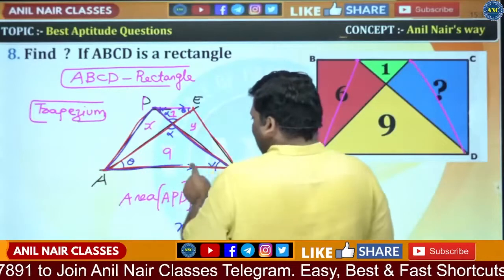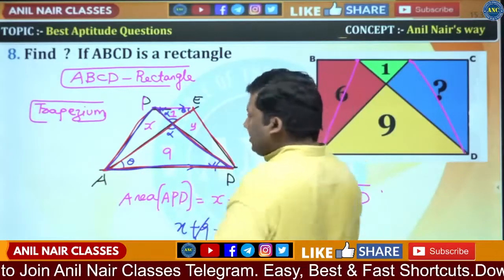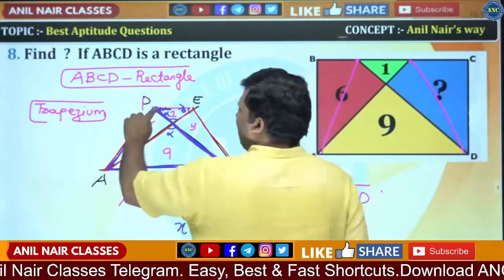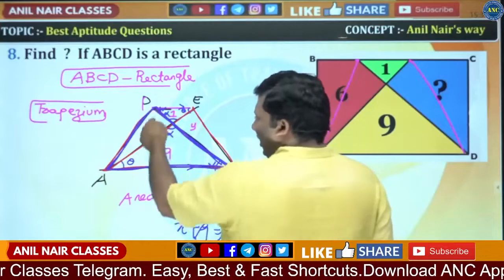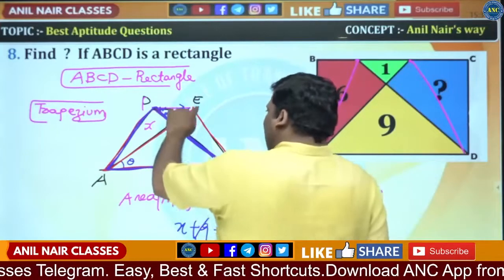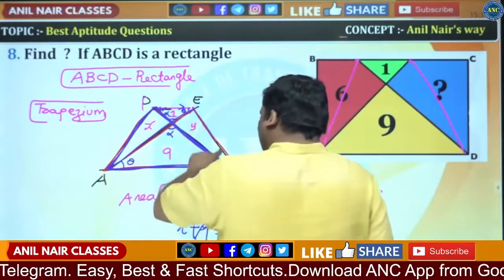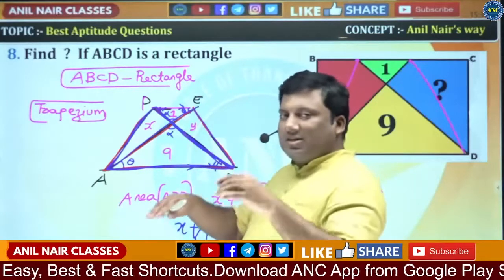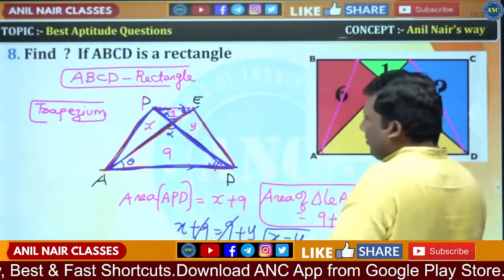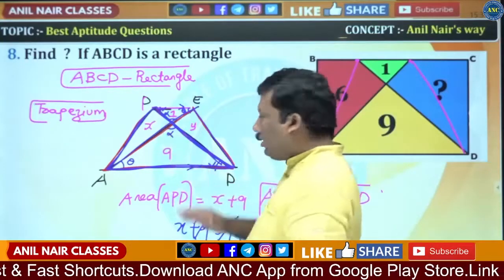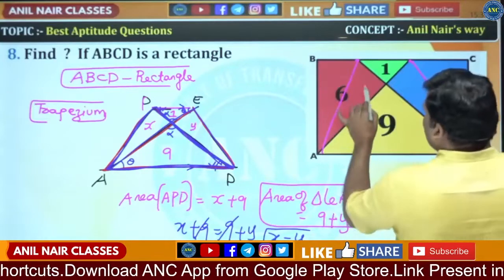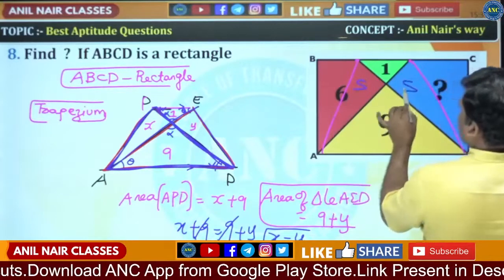This one, you can say that these two areas are equal. Area of triangle APD is half into base into height, half into AD into height. Area of triangle AED, half into base into height. Base is the same, so obviously they both are equal, X and Y. The figure became, this is S, this is S.